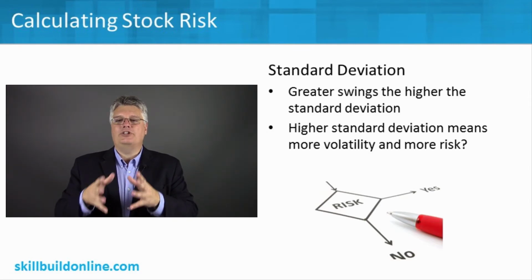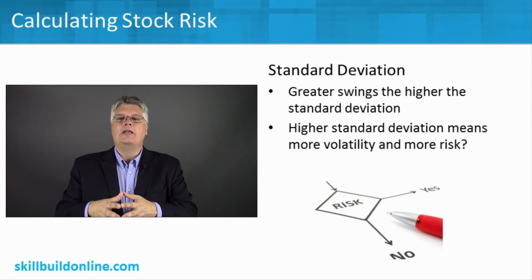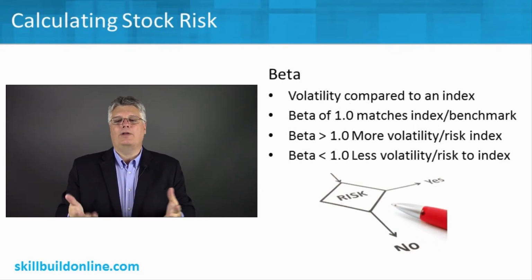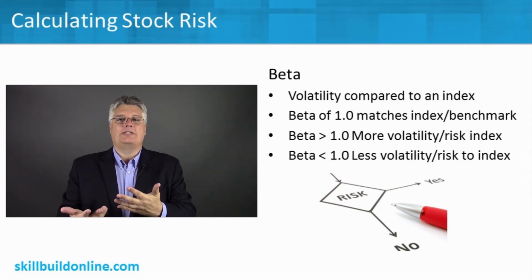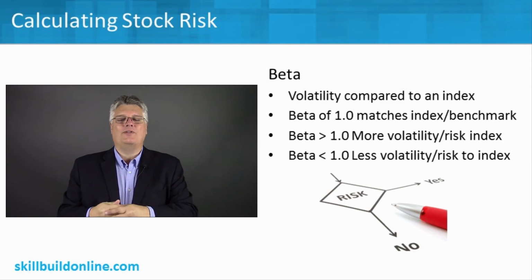So that's standard deviation, comparing highs and lows versus its own returns, its own measurement. Another way to look at stocks and stock risk is beta. And beta is really good to use for looking at individual stocks. So a lot of people use standard deviation with mutual funds. You could use beta with mutual funds too. But a lot of people use beta for individual stocks.